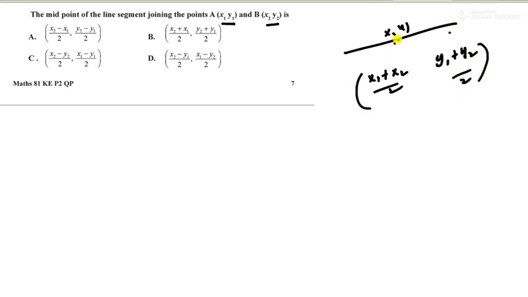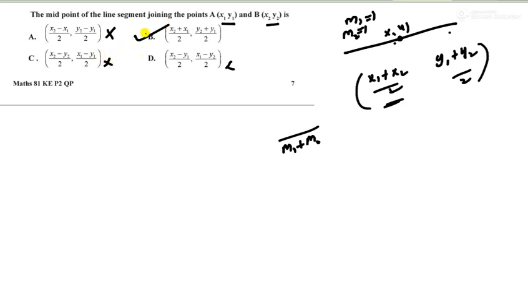X comma y you have to find. What is that? (x1 plus x2) by 2 and (y1 plus y2) by 2, right? This is the midpoint formula, section formula. But since it is the midpoint, m1 and m2 both of them become 1, right? And in the denominator we have m1 plus m2. That's why we are adding 1 plus 1. Here it becomes 2. So just compare it. Minus minus, yeah, here it is plus plus, correct, minus wrong. This is the right answer, option number B.